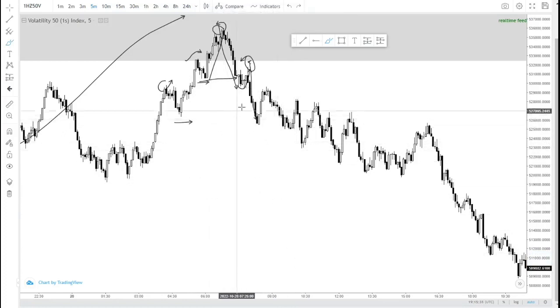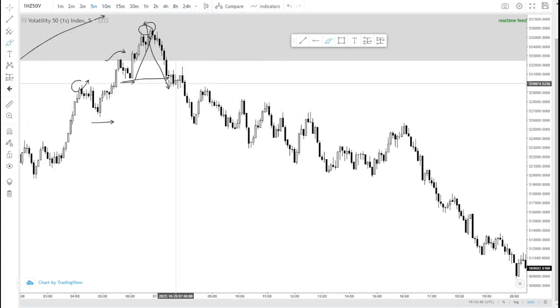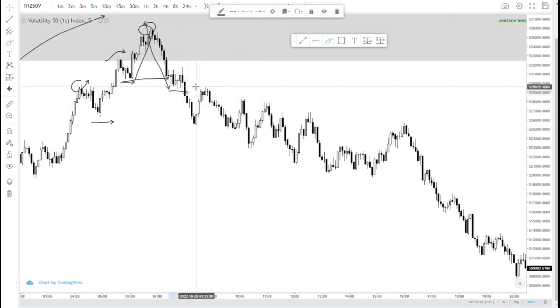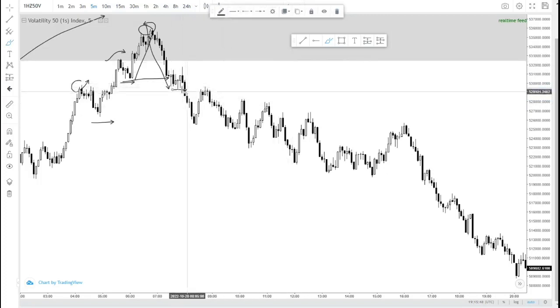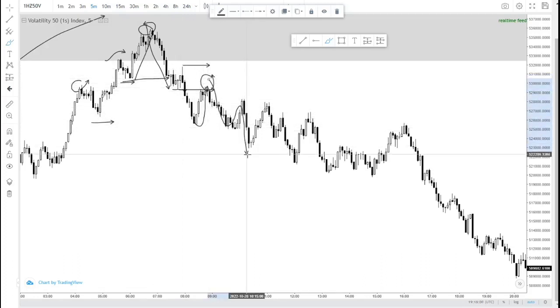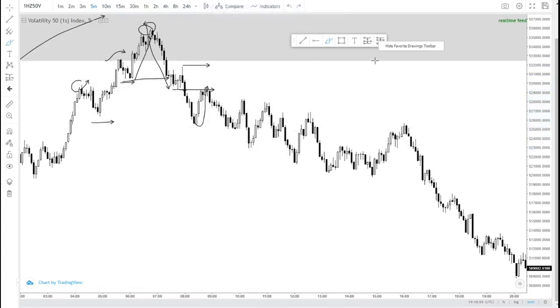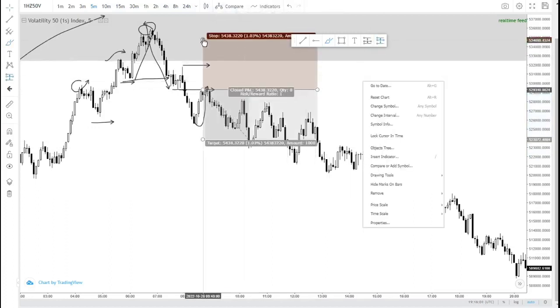Now, from this break here, let me clear those. Look at what price does. Price breaks here, and from that break, price leaves a supply zone, which in turn comes up, mitigates, and falls down. So in terms of entries, this is your entry number one.